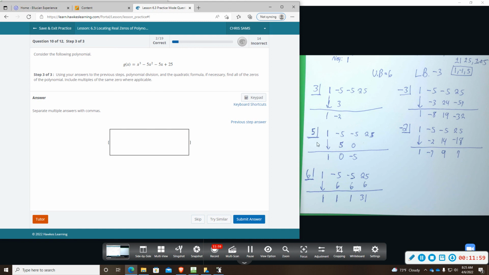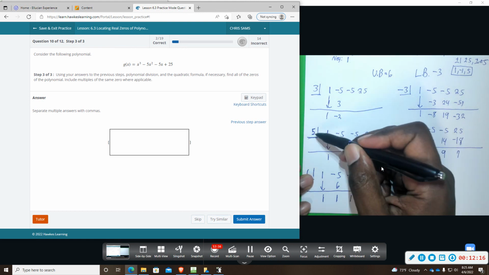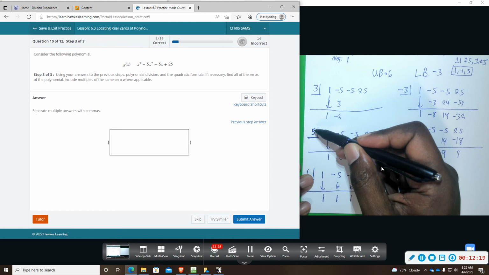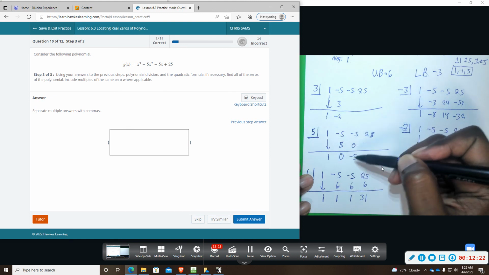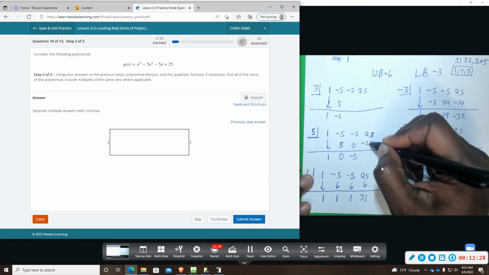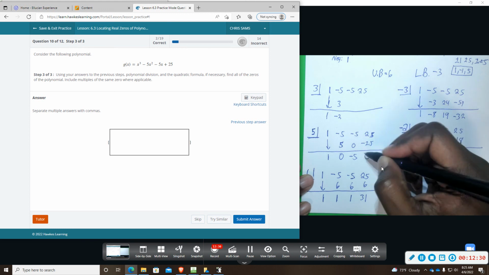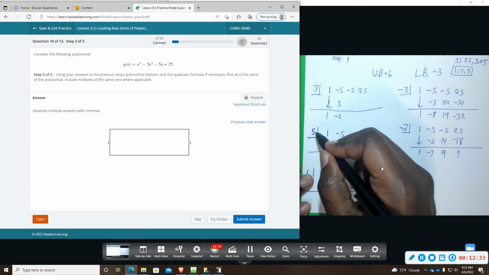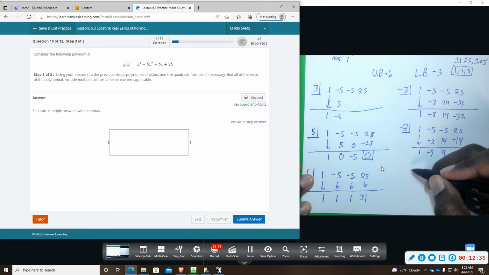So I already kind of started with 5. I can just finish right here. I just stopped when I was doing the upper bound because I noticed the whole bottom row wasn't positive. So I'm just going to pick up right here where I left off with the number 5. So here's your synthetic setup. Bring the first number straight down. 5 times 1 is 5. Combine, you get 0. 5 times 0 is 0. Combine, and you get -5. So now 5 times -5, -25. Combine, and you get 0. So the fact that I got 0 means that this is a factor. So down here I'm going to say x equals 5 is one of my zeros.